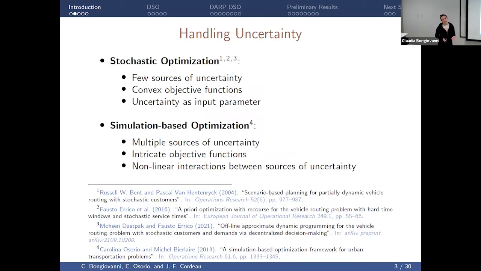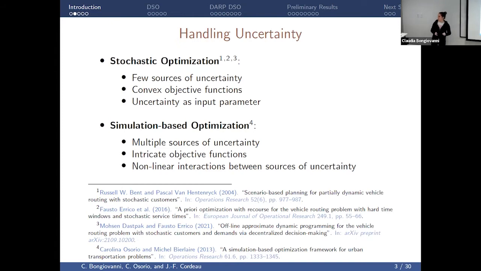And there have been many techniques developed to handle uncertainty, not only in the context of autonomous ride sharing, of course. We have stochastic optimization, in which we typically have a few sources of uncertainty. We can model uncertainty through complex objective functions, and uncertainty is typically given to stochastic optimization models as an input parameter, essentially distributions of the uncertainty. And then we have the field of simulation-based optimization. What is the difference? In simulation-based optimization, we typically consider multiple sources of uncertainty. We have intricate objective functions, not necessarily complex, of course, and we may have nonlinear interactions between the sources of uncertainty.